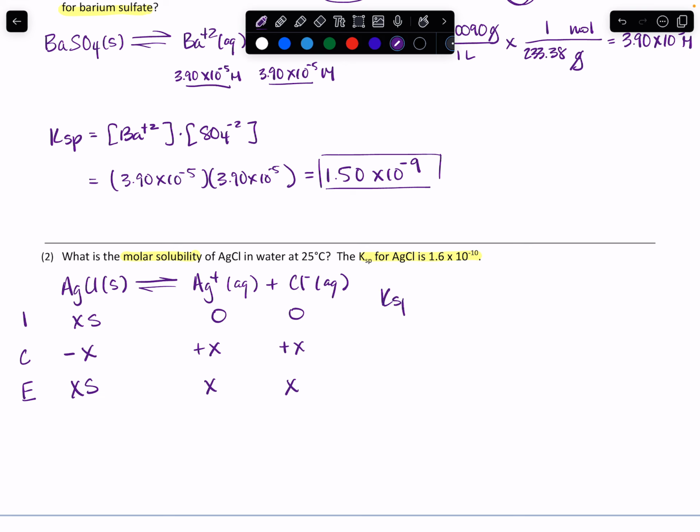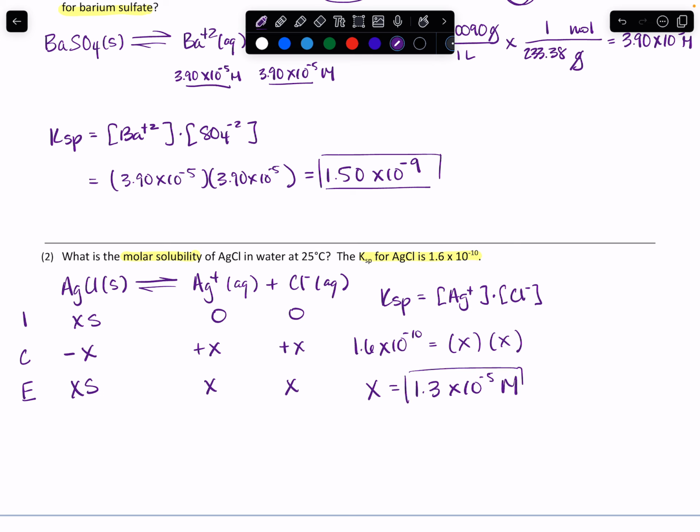All right, so for my KSP expression, it's going to be equal to the concentration of silver ions times the concentration of chloride ions. 1.6 times 10 to the negative 10th for that KSP value, X times X for the silver and the chloride, that's X squared. So I'm going to take the square root of both sides, and I find that X is equal to 1.3 times 10 to the negative fifth molar. So this equals the concentration of Ag plus and the concentration of Cl minus. If I dissolve silver chloride in solution, at most I'm going to have 1.3 times 10 to the negative fifth molar of each of those ions.